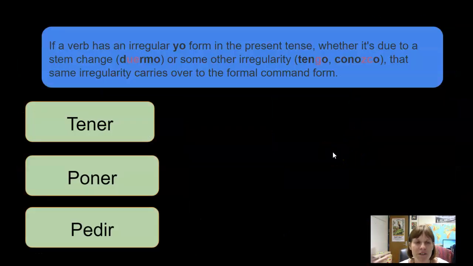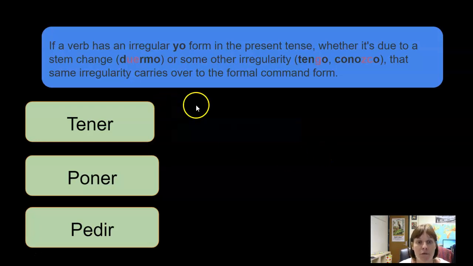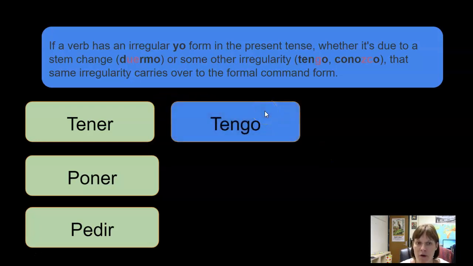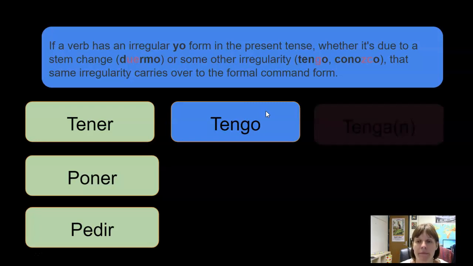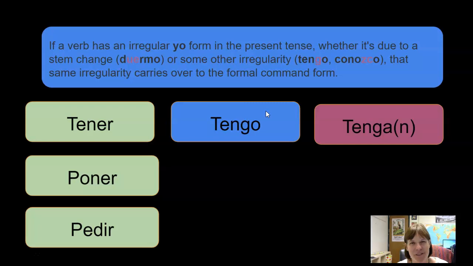And por supuesto, hay irregulares. Of course, we have irregulars here. If a verb has an irregular yo form in the present tense, just like we did before with salir, whether it's due to a stem change or some other irregularity, that same irregularity carries over to the formal command. So tener in the yo form would be tengo. If we drop the O and we add the opposite ending, what do we get? Tenga, tengan. Muy bien.